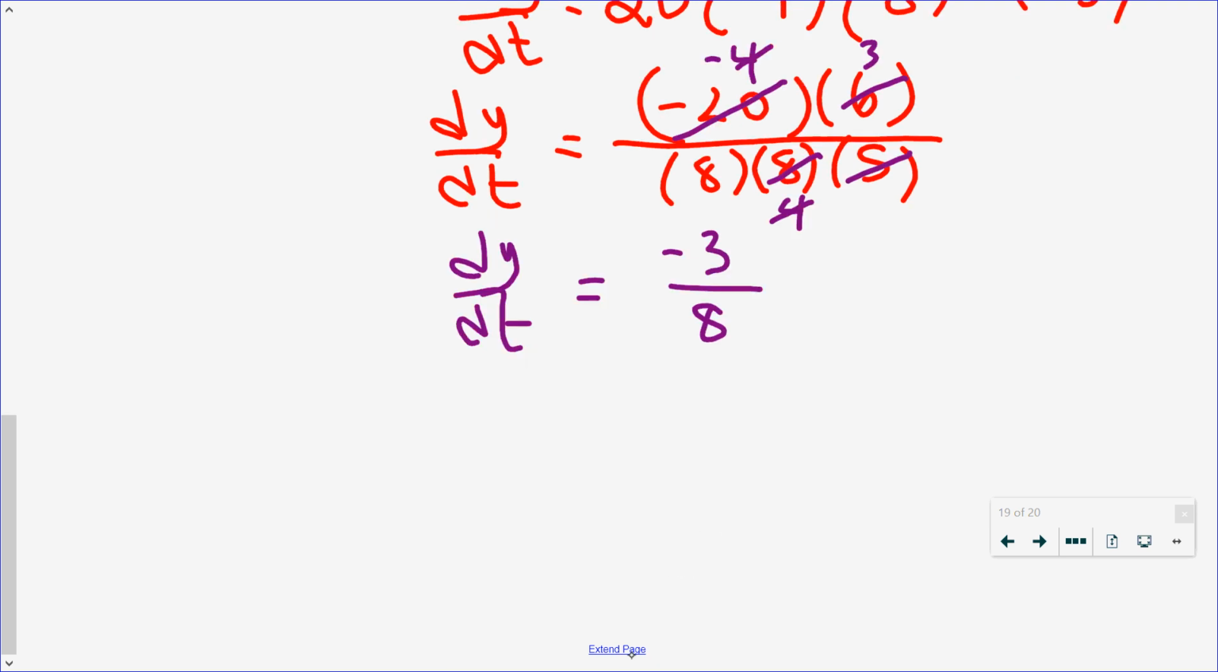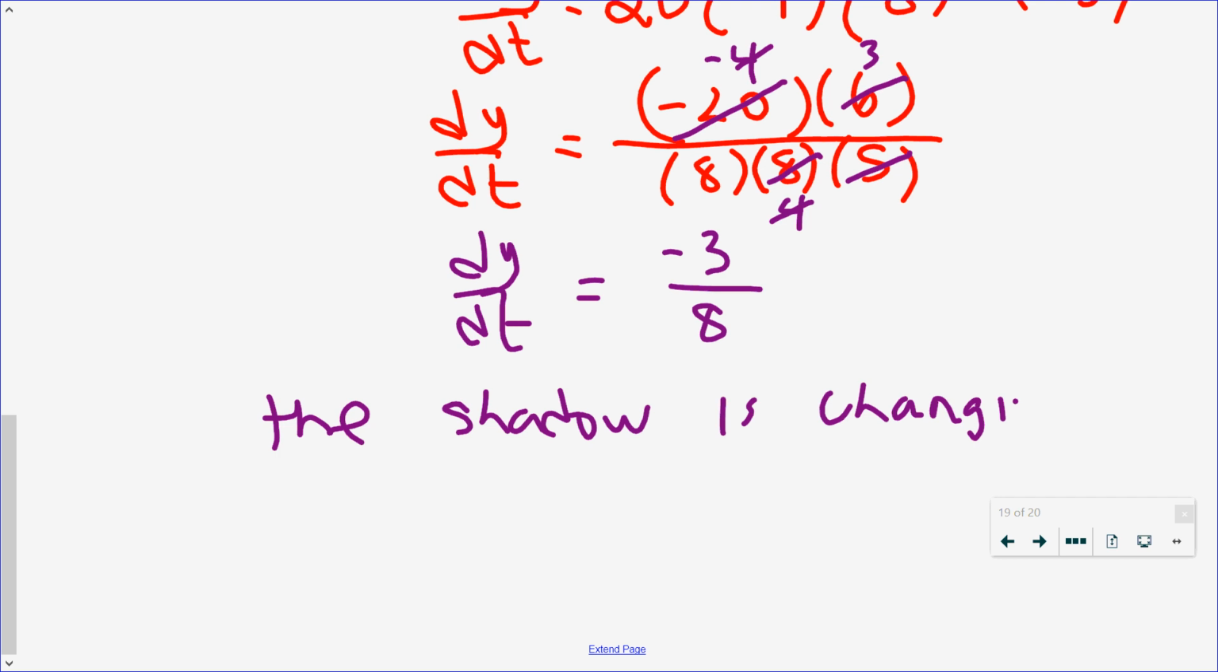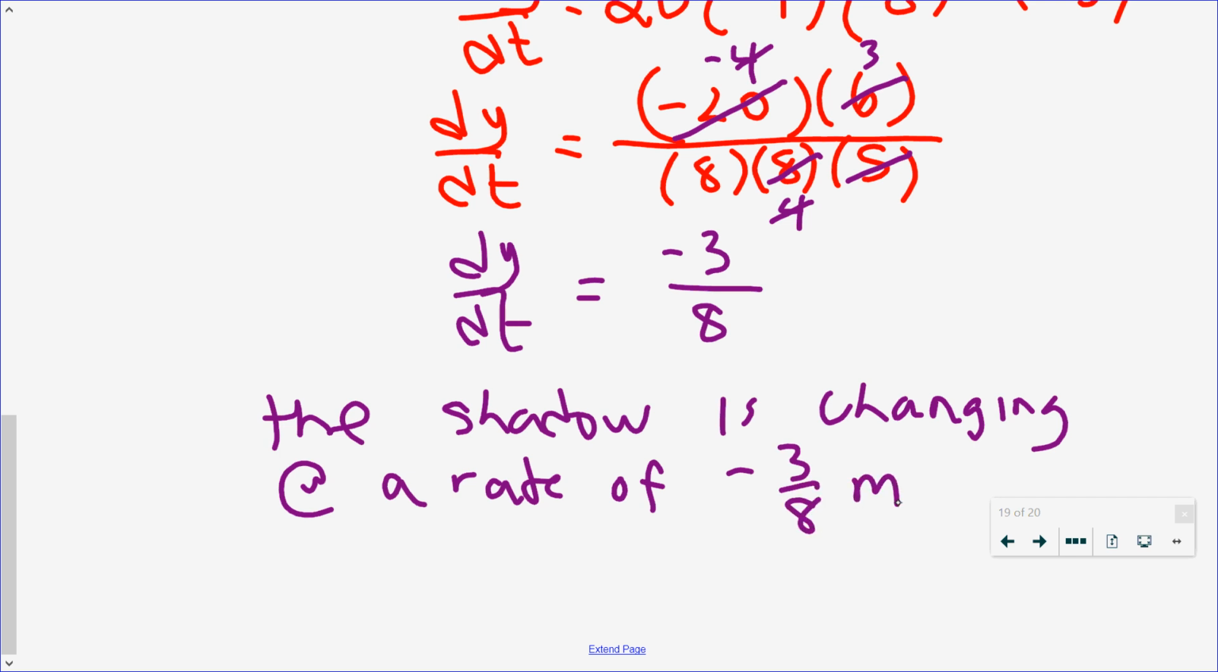So let's state this answer here. His shadow is changing at a rate of, and we were expecting it to be negative because we knew the shadow was getting smaller, negative 3/8 meters per second. And that would be my final answer with the units.